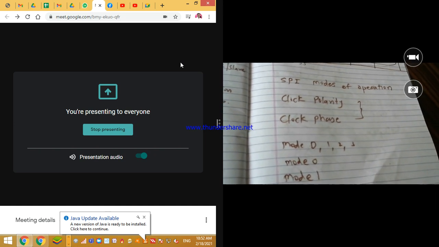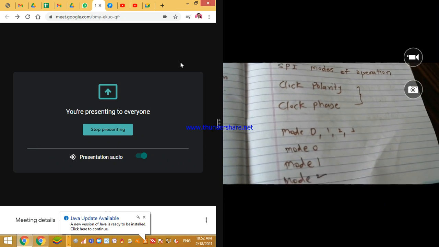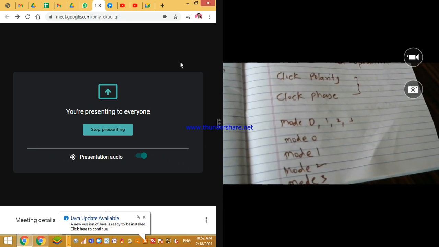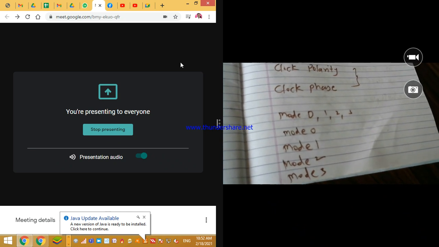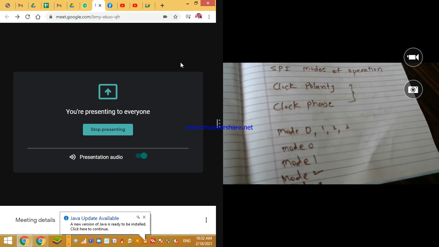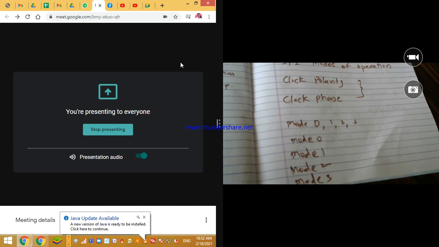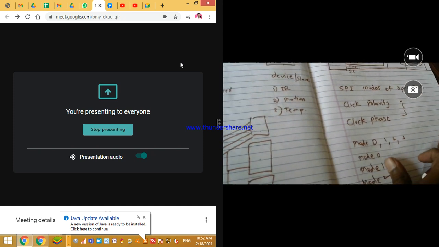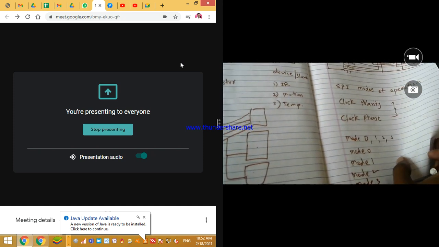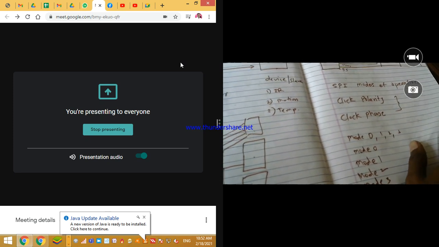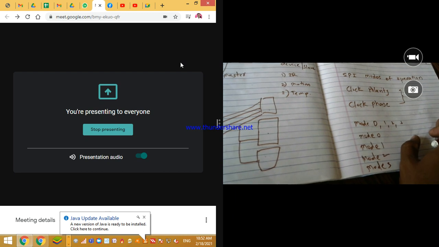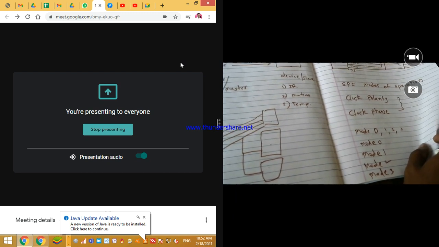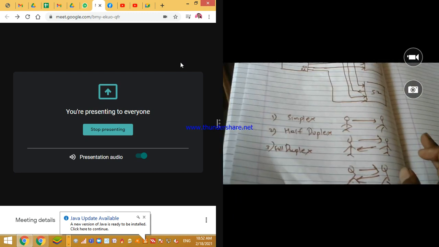In this way it works, right? This data transmission in SPI happens. But how actually does it happen? Let's see, right? What is clock polarity and clock phase? That we are going to see over here.